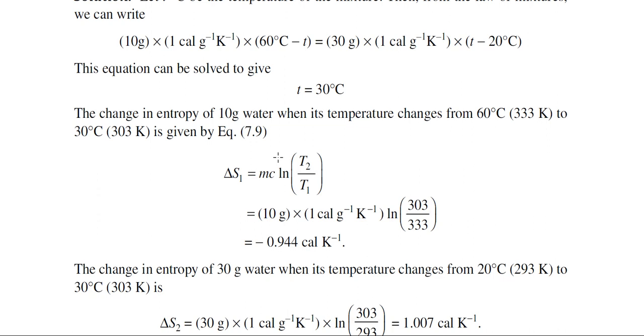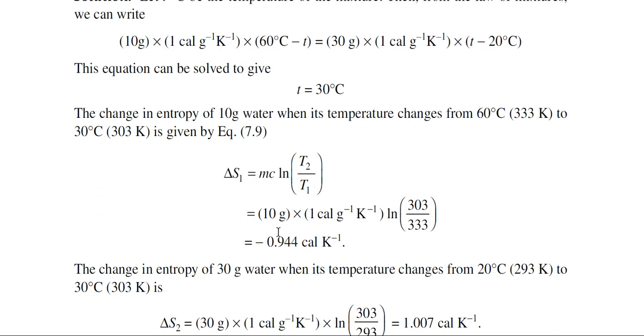Now, you see that again in this mixture we will calculate the change of entropy in two steps. The first step is when the 10 gram of water at 60 degree centigrade comes to 30 degree centigrade, because it is rejecting the heat. In this case, if we assume the process is a reversible one, then we apply the formula that we have already discussed, that is delta S1 is equal to m c ln T2 by T1.